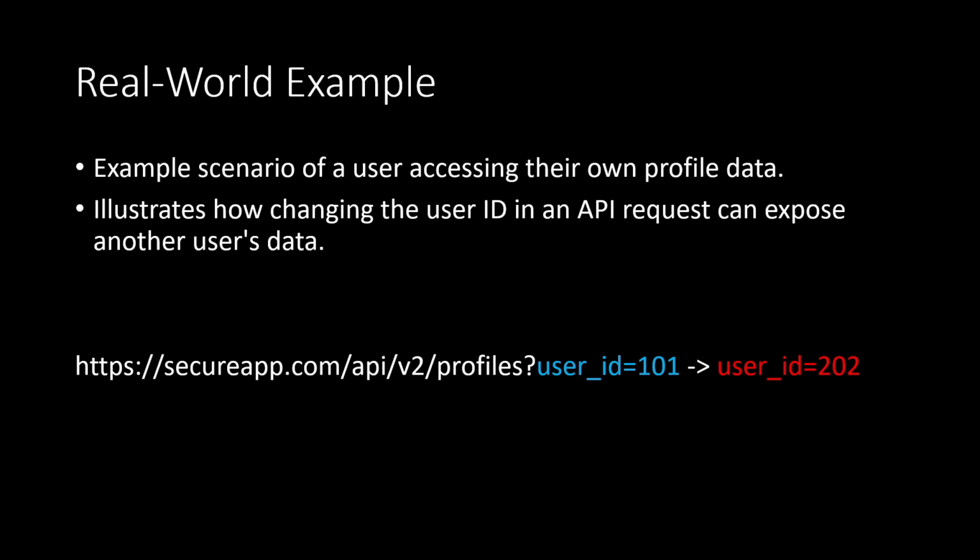Imagine a user making an API request to access their profile data. If altering the user ID in the request allows them to view another user's profile, it signifies a BOLA vulnerability. For instance, if a request to the URL shown on the slide returns one user's data and changing the user ID to 202 shows another user's data, the API has a BOLA issue.